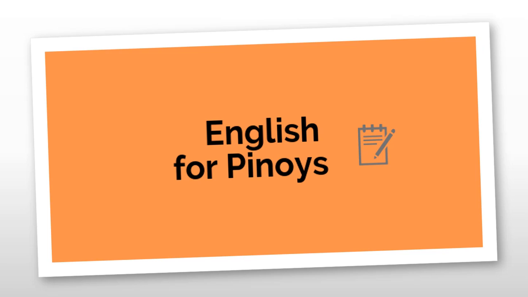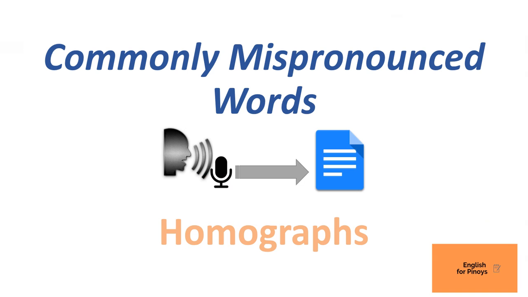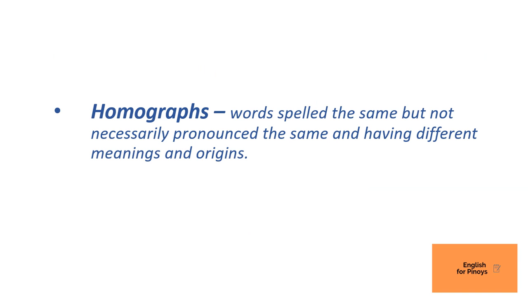And this video is part of a series that I'm doing on commonly mispronounced words. And in this video, we are going to talk about what we call homographs. Okay, homographs. What are homographs? These are words that are spelled the same. Okay, exactly the same, but not necessarily pronounced the same, meaning they can have the same pronunciation or different pronunciation, but they have the same spelling, and they have different meanings and origins.